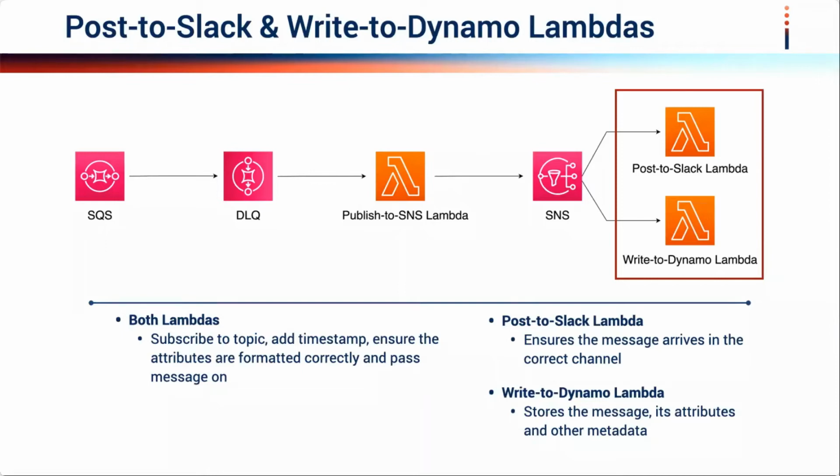Having two Lambdas that subscribe to the SNS topic helped decouple concerns, which is good coding practice, and provides the options for additional functionality in the future by adding another Lambda to subscribe to the SNS topic.